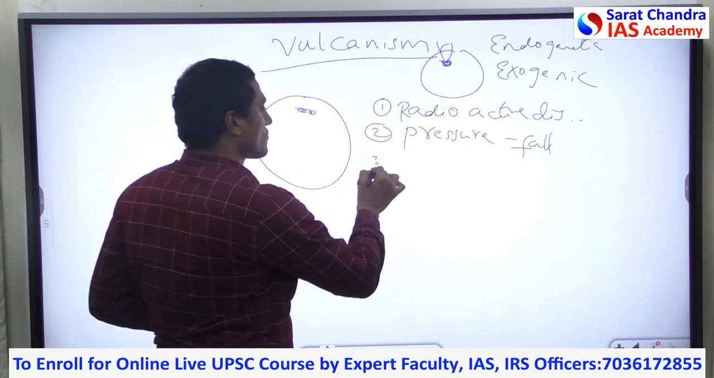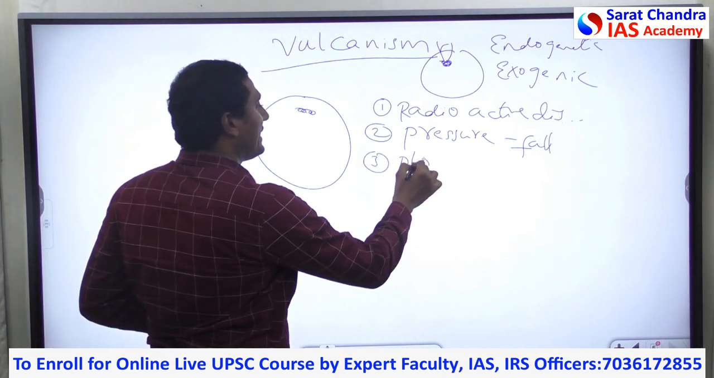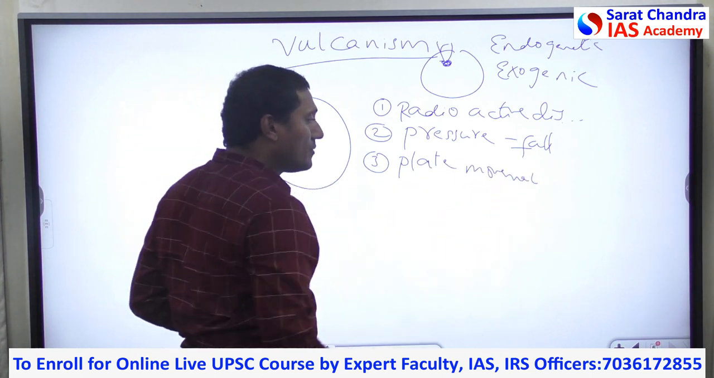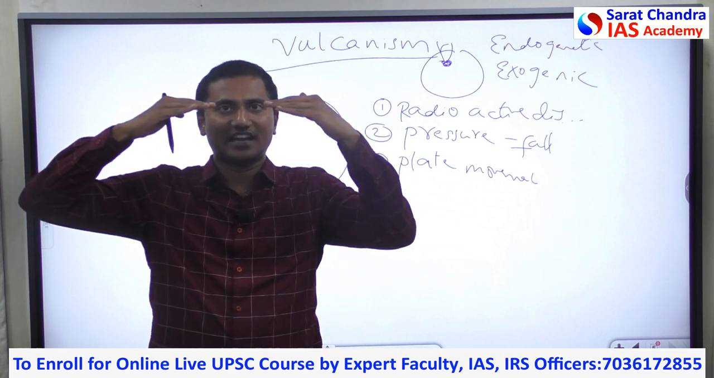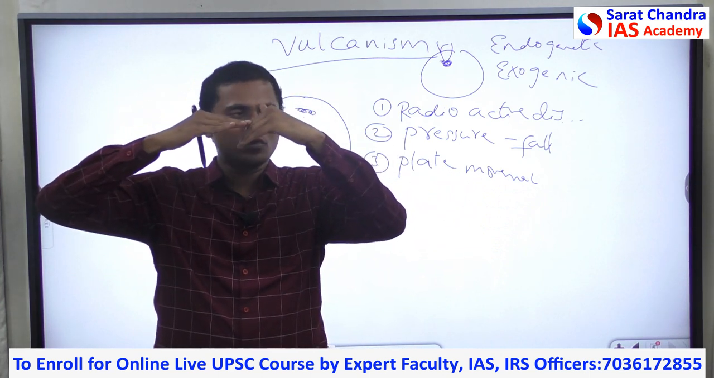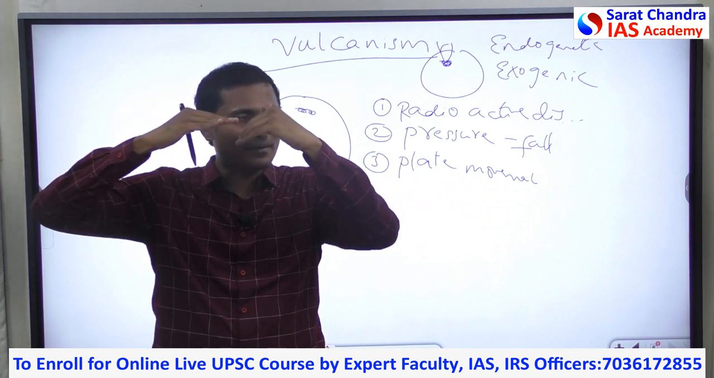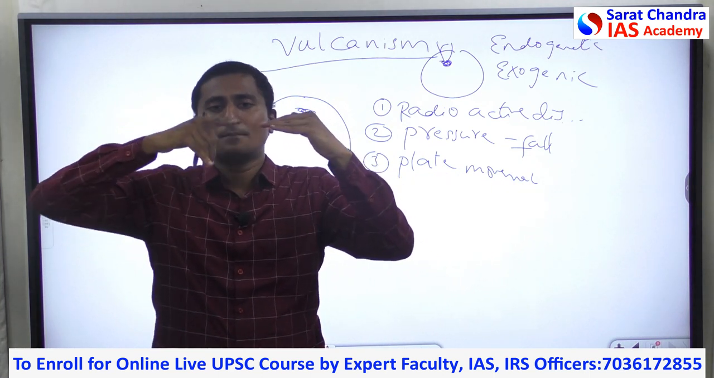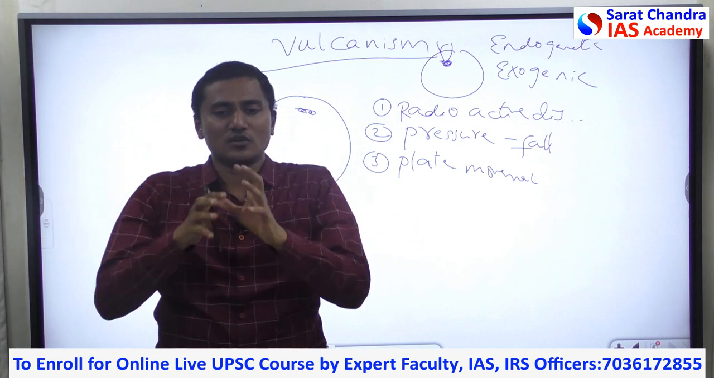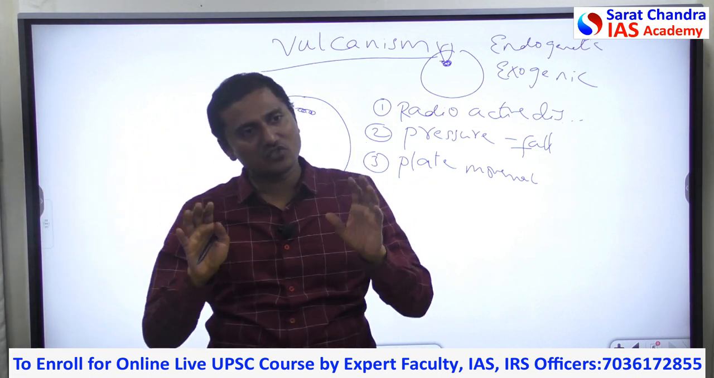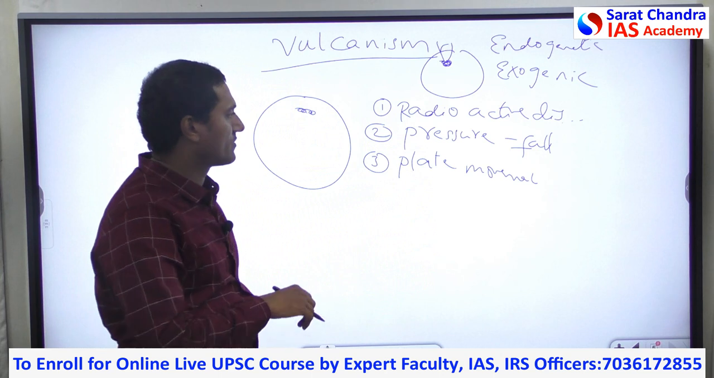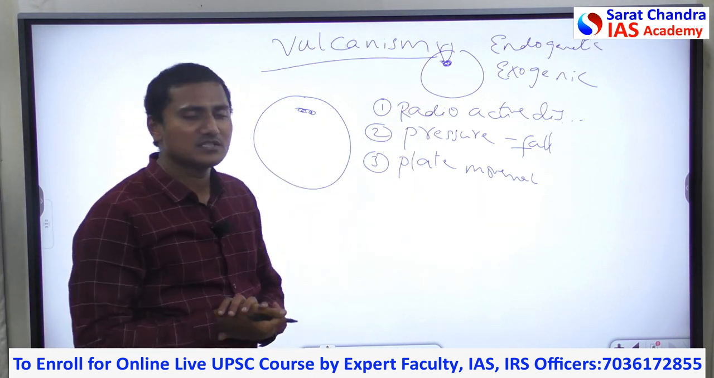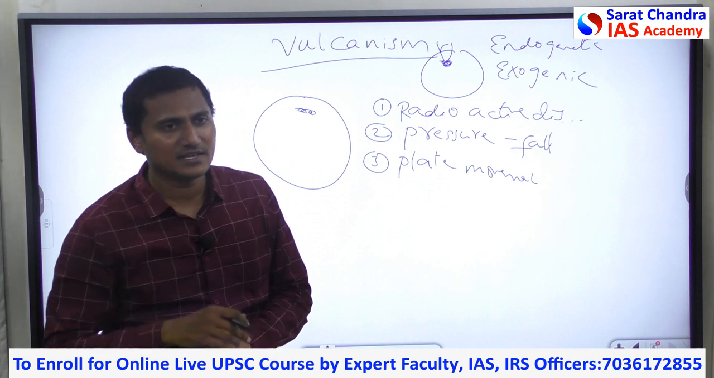Another reason is movement of the plates. In a convergent plate, as one plate is coming down because of high pressure, it will melt. Otherwise, when plates are moving away, pressure is reduced, so it will melt. So plate movement is also one reason, okay? However, these are the various reasons for the creation of magma inside the earth.